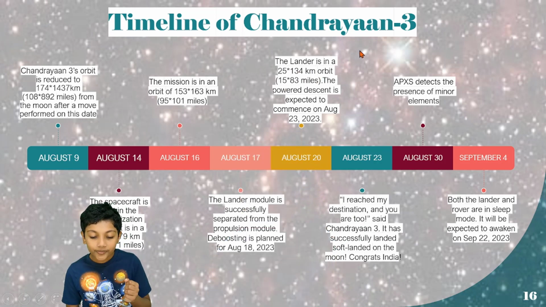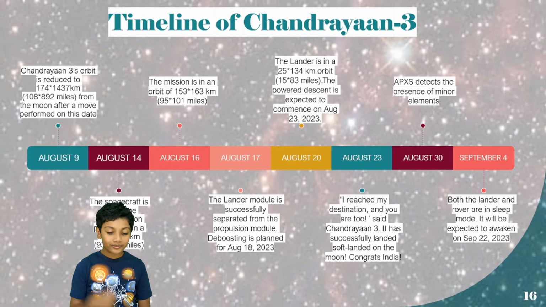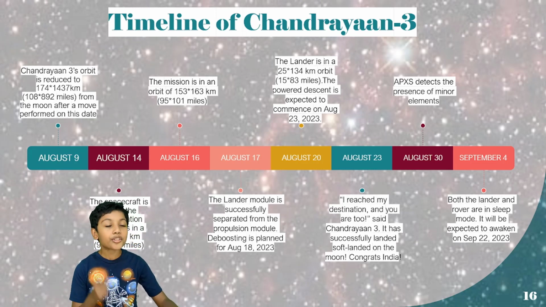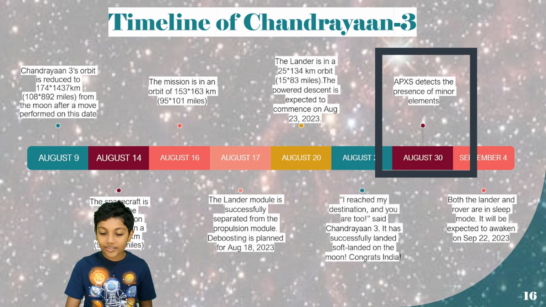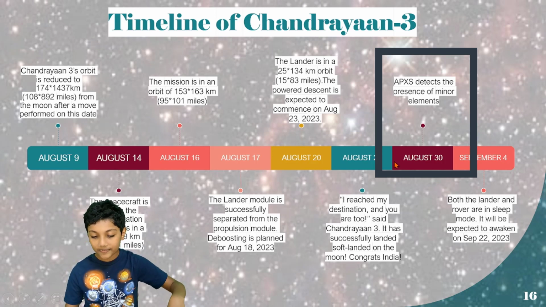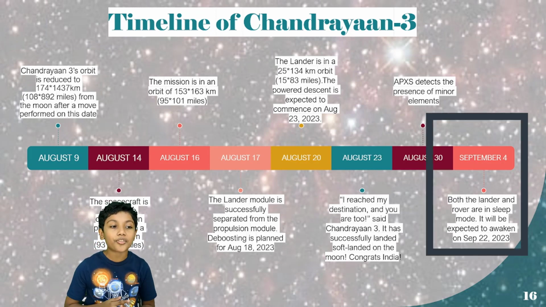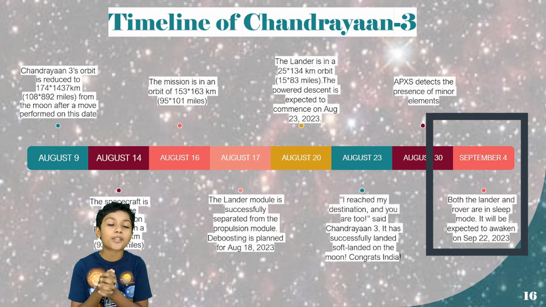On August 23rd, Chandrayaan-3 said, "I reached my destination and you are too." Meaning that it has successfully soft landed on the moon. Now this is very great news for India and possibly the entire world, because on August 30th, it detects the presence of minor elements, meaning that it detected a bunch of elements on the moon's surface. And finally, the last block on this timeline, September 4th, both the lander and the rover are in sleep mode. It was expected to waken on September 22nd, but it didn't.